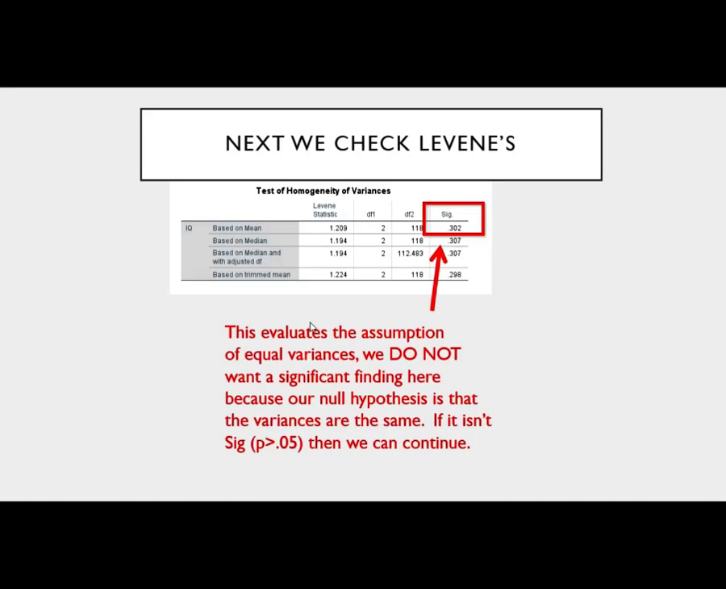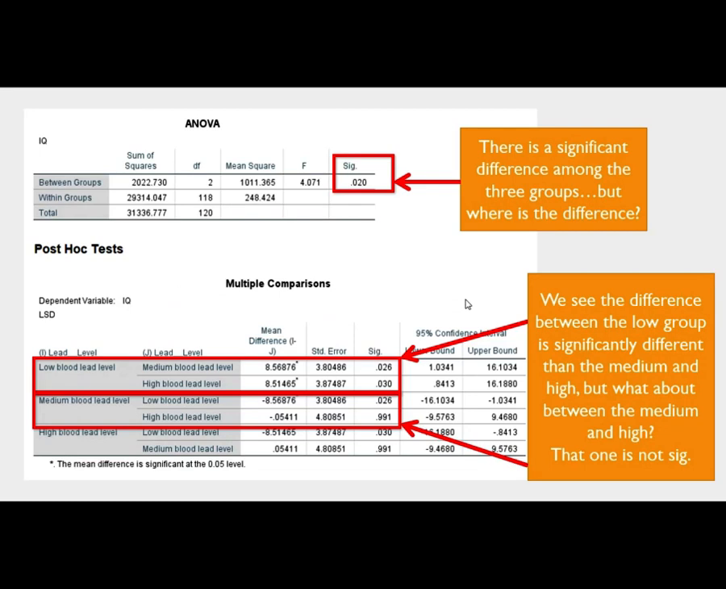So let's go test. First, we check Levene's, and we do not want a significant finding here, and we don't have it, so we have equal variances. So we've met that assumption, which is good. Then we go to our ANOVA table, and we look over here for our significance, and our omnibus, our overall test, is yes, it is significant. There is a difference. Now we're going to check where the difference is.